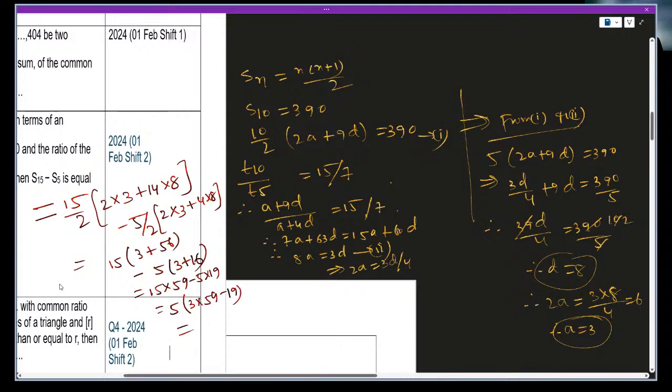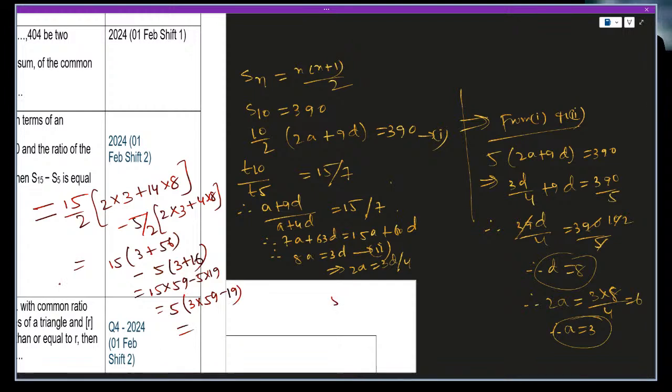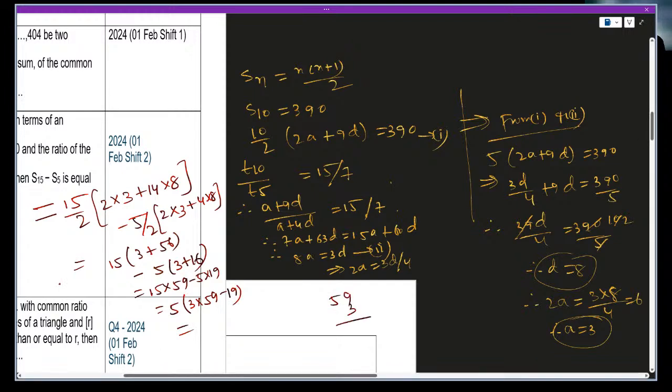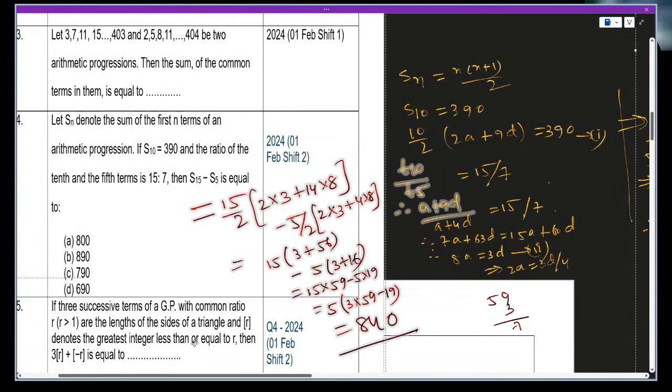Whatever you are getting, 59 into 3, 840 is coming. So I am just putting that. If you have any problem, you just tell me. 840 is the option? No. Please check once. 840 is not an option. Please find the right option.